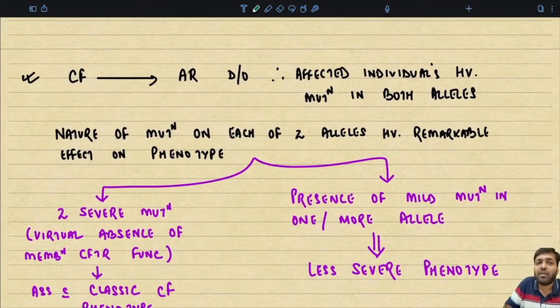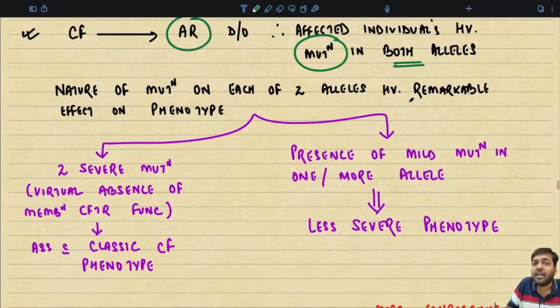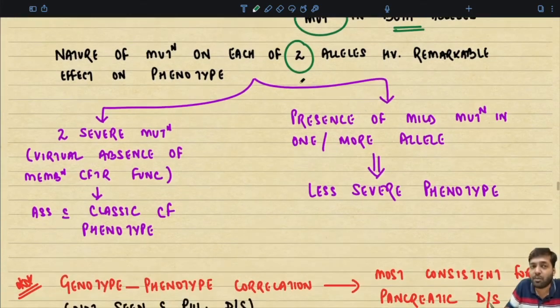Cystic fibrosis, as I told you, is an autosomal recessive disorder. Therefore, affected individuals have mutations in both the alleles. But the nature of the mutation on each of the two alleles has a remarkable effect on the clinical features, or on the phenotype, of the patient.